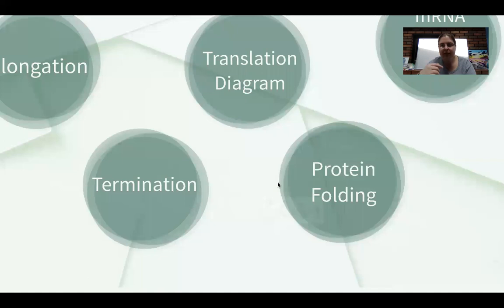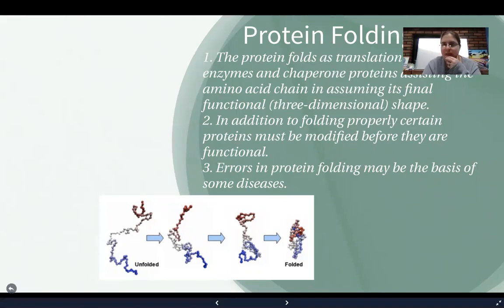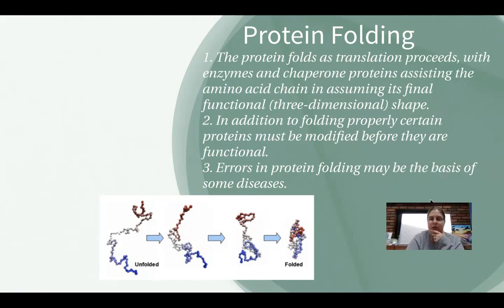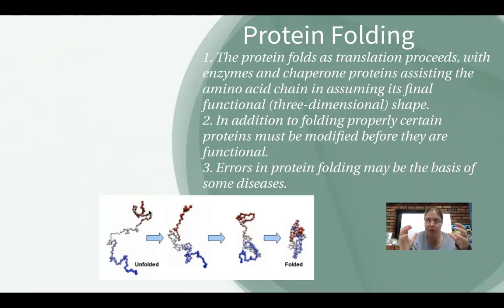All right. So step 3 of protein synthesis is protein folding. We're not going to get into a whole lot of this. The protein can start folding as early as when translation is continuing on. So you can see the words there. So protein folds as translation proceeds, with enzymes and chaperone proteins assisting the amino acid chain in assuming its final functional three-dimensional shape. So what that means is, if you look at this picture here, a lot of times fully functional proteins are actually the result of multiple amino acid chains that are put together, which is why you see the red, the white, and the blue.